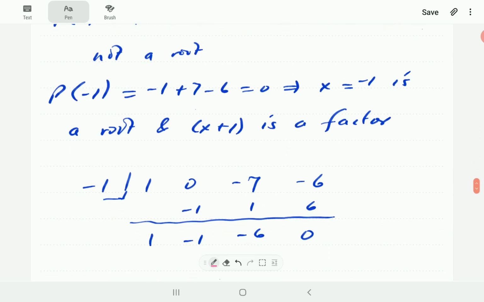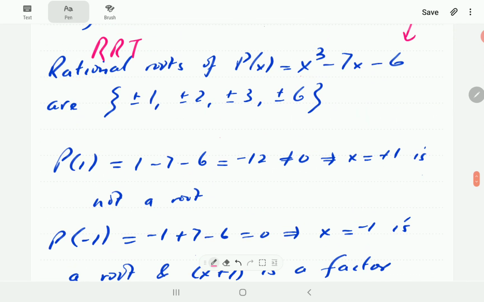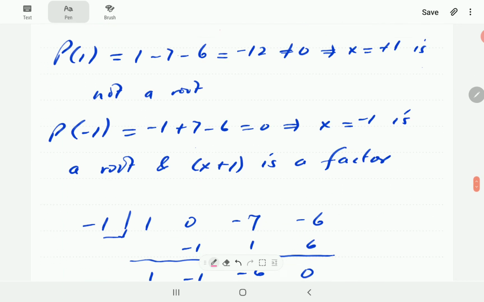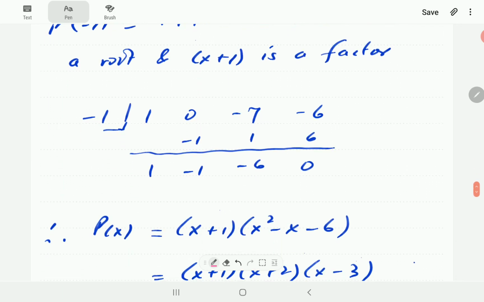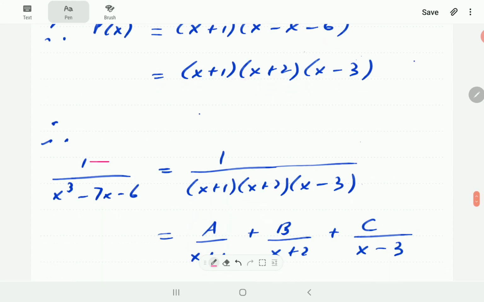Okay, and so if x plus 1 is a factor, it means we can divide this expression by x plus 1, and the remainder is going to be 0. So if you use synthetic division here, again, you can check our video on synthetic division. Then we find that the quotient is going to be x squared minus x minus 6. This is now a quadratic, which we can factorize. And so 1 over x cubed minus 7x minus 6 can be written like this.